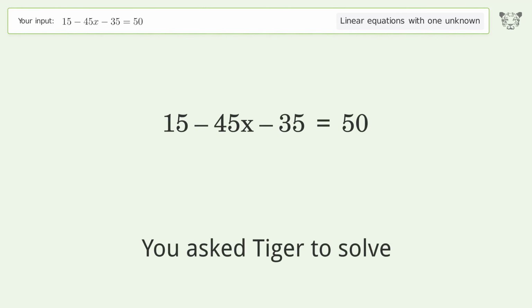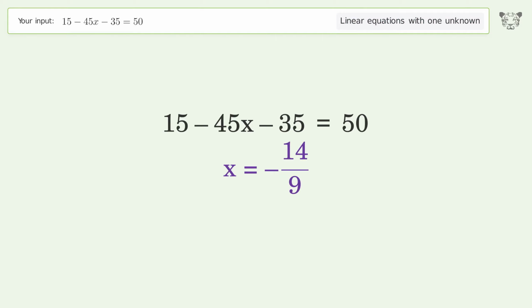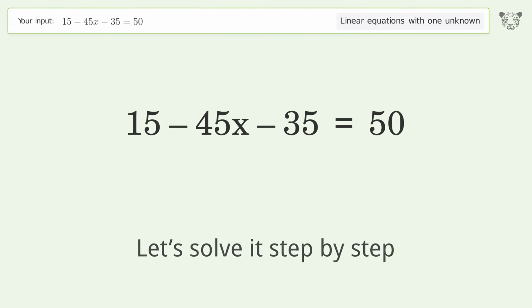You asked to solve this. This deals with linear equations with one unknown. The final result is x equals -14/9. Let's solve it step by step.